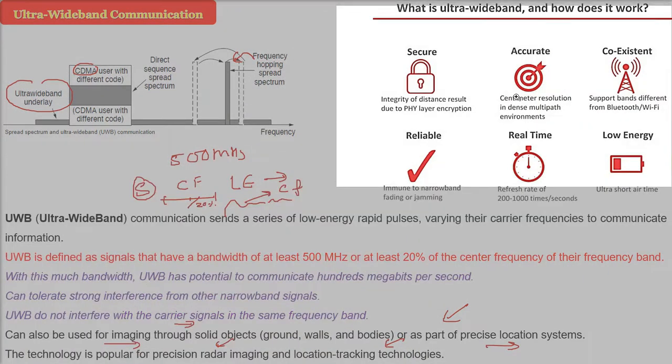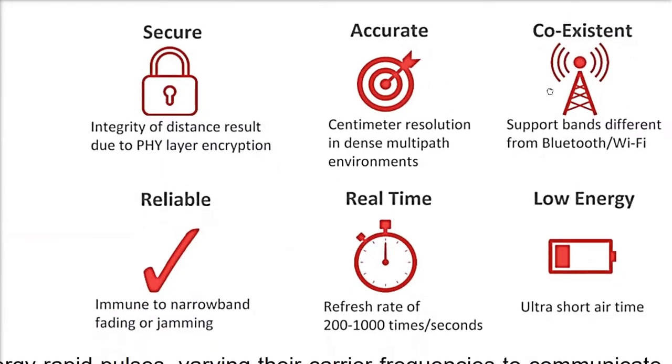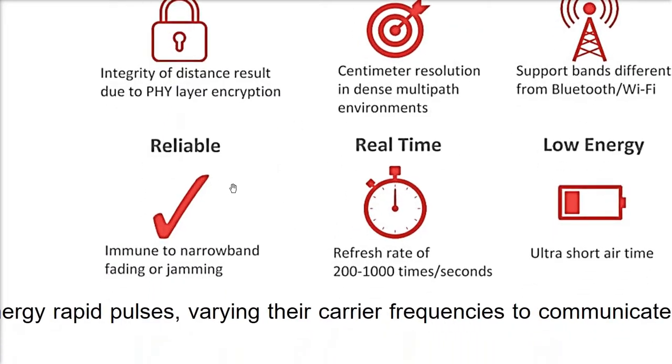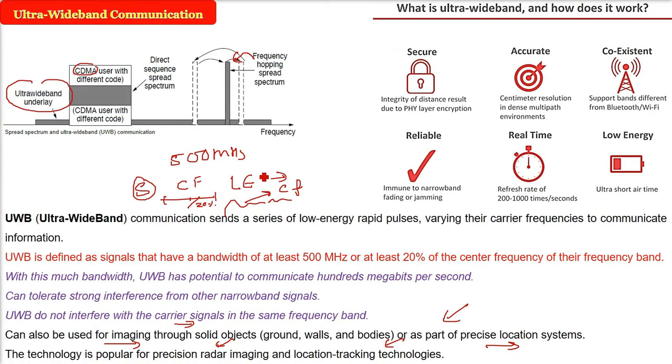So ultra wide band: secure, accurate, reliable, real time, low energy. These are the properties of UWB. Coexistence also. Okay, using the spectrum for radio transmission, we are going to see in the next discussion.